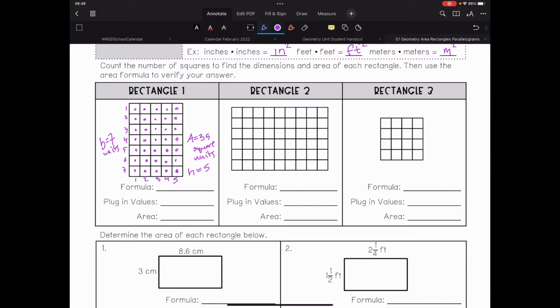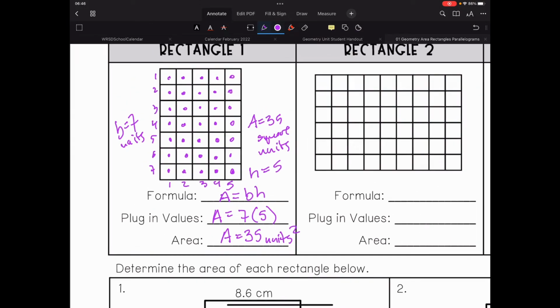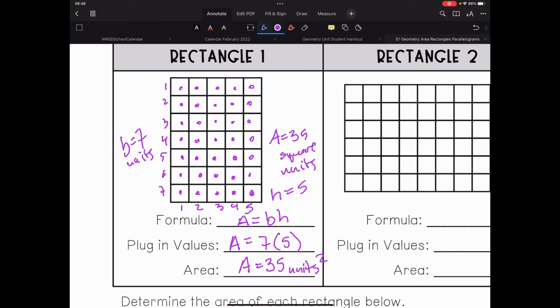So using the formula, area equals base times height, we can then just substitute the values. So the area equals 7 times 5, which means the area equals 35 square units. We can write it like this. Let me zoom in on that.